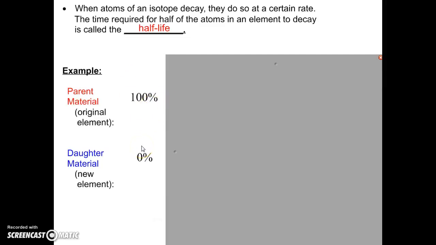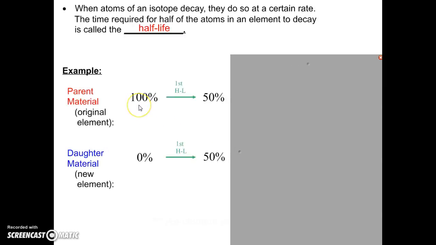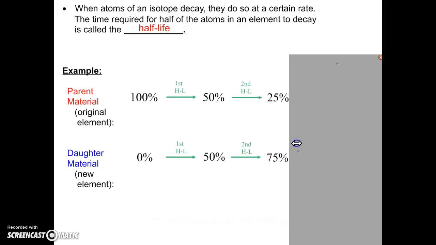Nothing has decayed yet. After one half-life, half of the parent material will decay. So now there's only 50% of the parent left, and the part that decayed turned into the daughter. When we add them up, we still have 100%. After a second half-life, we're going to lose another half of the parent. So now there's 25% left of the parent and 75% of the daughter. It still equals 100%. After a third half-life, we're going to lose another half of the parent.